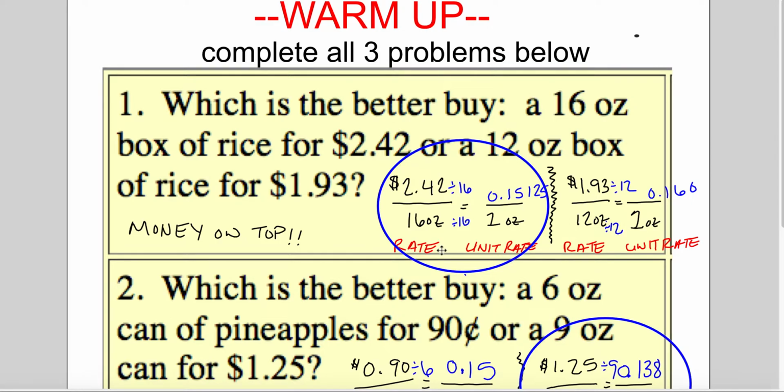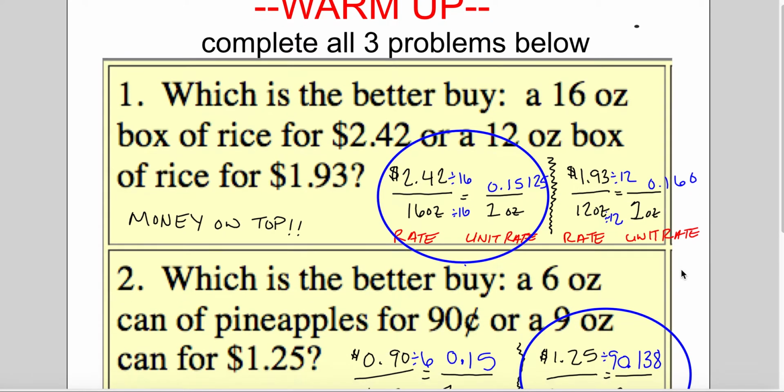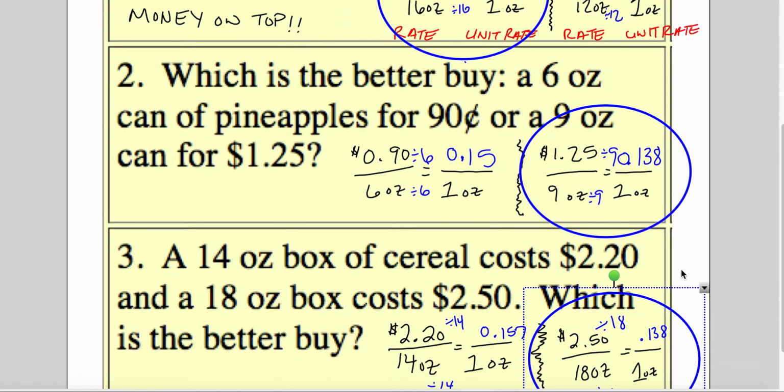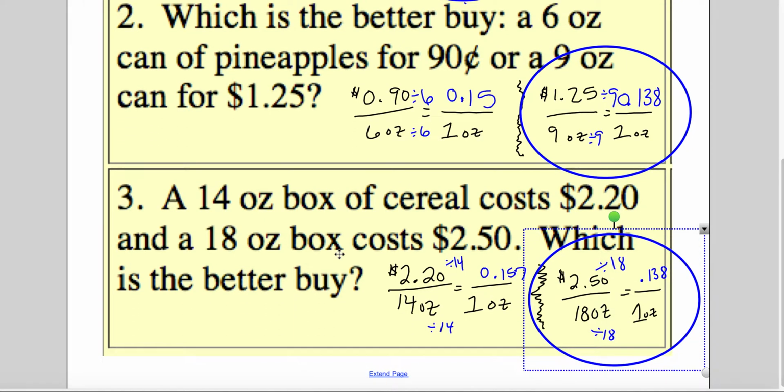So in this first example, your 16-ounce container would have been your better deal at 15 cents per ounce versus 16 cents per ounce on the other one. For question number 2, the 9-ounce container would have been a better deal at 13 cents, 14 cents per ounce, where the other one was 15 cents. And last but not least, the box of cereal, the best unit rate for this one is going to be the 18-ounce container, where it ended up being 13 cents an ounce versus 15 cents.